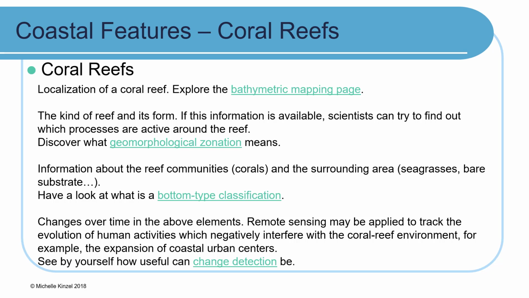And remote sensing may be applied to track the evolution of human activities, which can negatively impact the coral reef environment. So for example, coastal urban centers, as they grow, they create more runoff in sewage and other kinds of pollution, and this can be very harmful to the coral reefs. And just interaction of humans themselves recreating on the beach or using it as a food source.